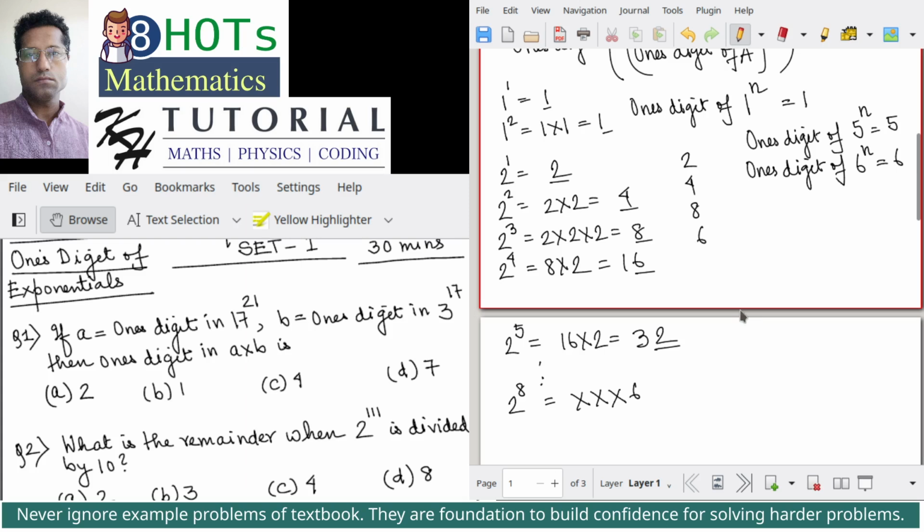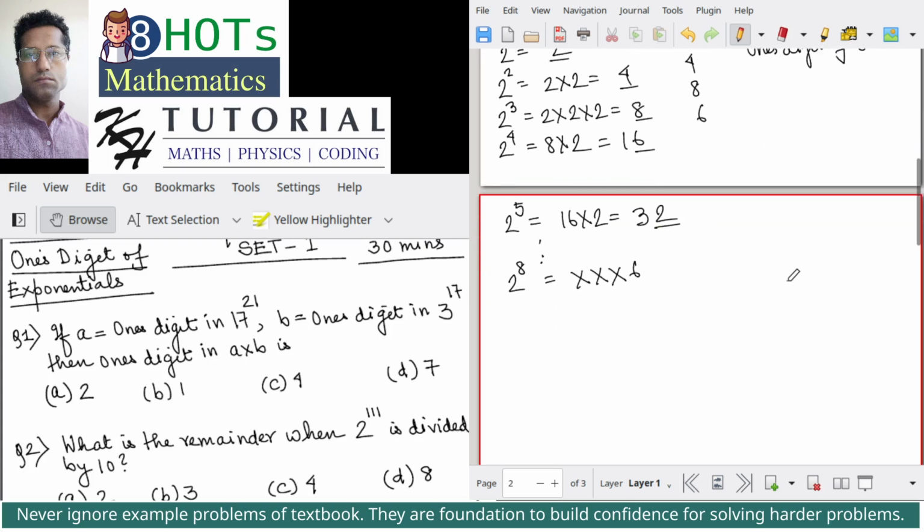Okay, now let's see what is the pattern of the ones digit of powers of 3. So we have 3 to the power 1, which is 3. So the ones digit is 3. If I take the power of 2, this is 3 into 3, which is 9. So the ones digit is 9.